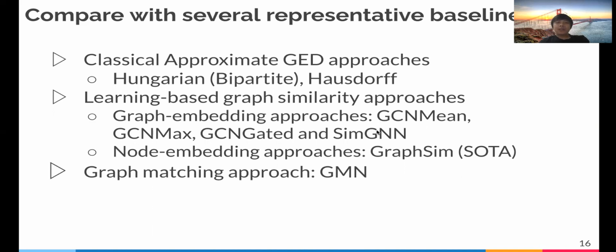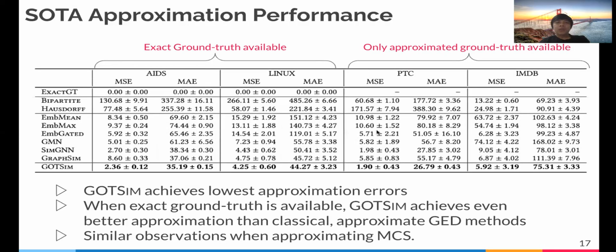For node embedding, we consider GraphSim, which is the state-of-the-art method for the similarity computation task. We also consider a notable graph matching method called GMN, or graph matching network, which has been previously used to approximate the similarity. So for the GED approximation task, our method GED-SIM achieves the best approximation error, as you can see in this table.